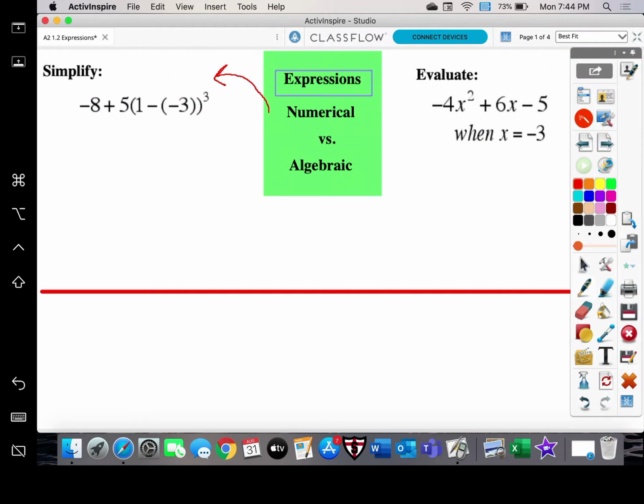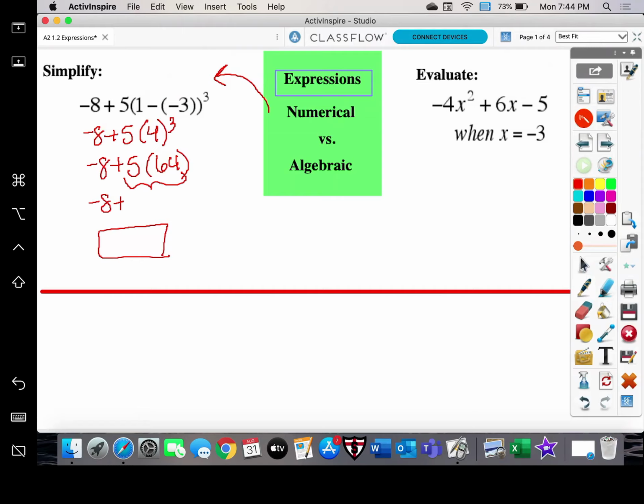So order of operations here would tell me that I have to do parentheses first. So 1 minus negative 3 is 4. Then I do exponents, 4 cubed, which I think is 64. And then we would have to, of course, multiply. I don't have a calculator, so maybe you can calculate that right now for me. And then you finally add that to negative 8 and you get your final answer there.